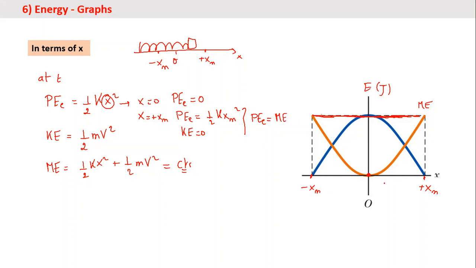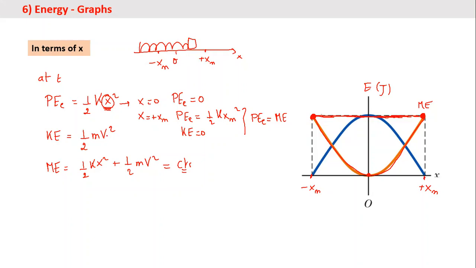This means that the potential elastic energy at the maximum elongation is equal to the mechanical energy. So for x equal to plus xm, the potential elastic energy is equal to the mechanical energy. Same thing for the maximum compression. If I put minus xm and square it, I get the same answer. So also for x equal to minus xm, I have PEE maximum. This means this curve here represents the potential elastic energy. And why is it a curve? Since PE is half kx squared, in the form of y equals a x squared, it is a parabola.